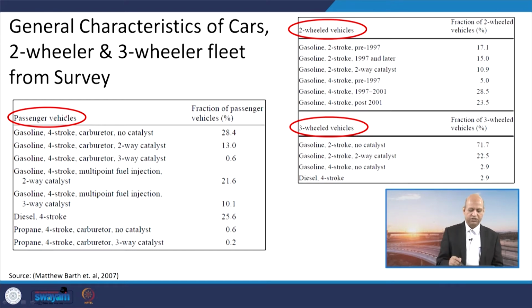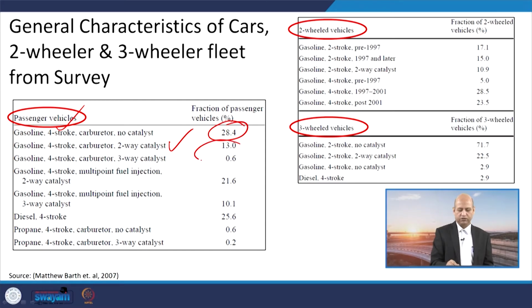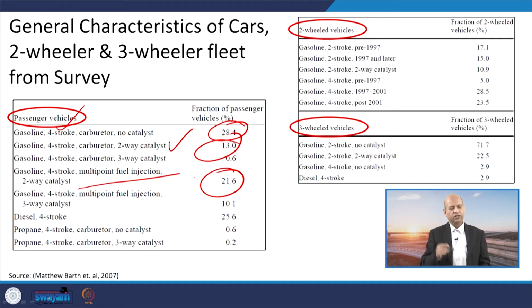So, for passenger vehicles, there are different categories like gasoline 4-stroke with carburetor technology and no catalyst, but then some vehicles are gasoline 4-stroke with carburetor and two-way catalyst. If we talk about the percentage or fraction, the earlier one was 28%, the later one 13%, and then you can see the gasoline 4-stroke multi-point fuel injection technology with two-way catalyst, these were around 22%. So, the population of the vehicles was analyzed, the data were collected and their fractions were analyzed.